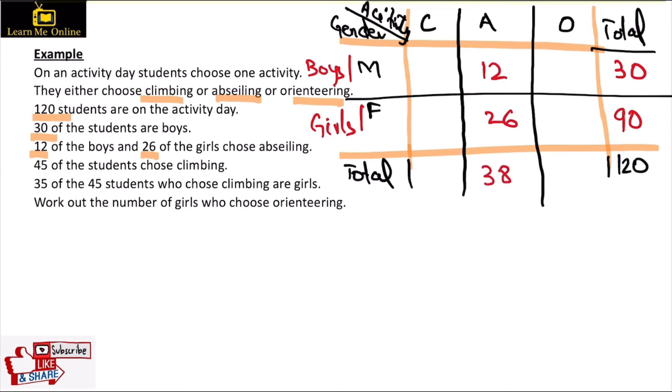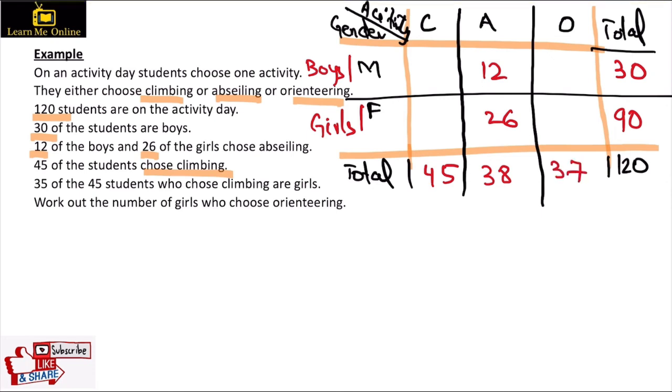Let's read the next piece of information. 45 students choose climbing. So the total number of students who choose climbing would be 45 and that would go in here. Now we can fill in this one. So how many people actually do the orienting? The total is 120, of them 45 are doing climbing, then 38 are doing abseiling. So it means the remaining would be doing orienting, which would be 37 here.